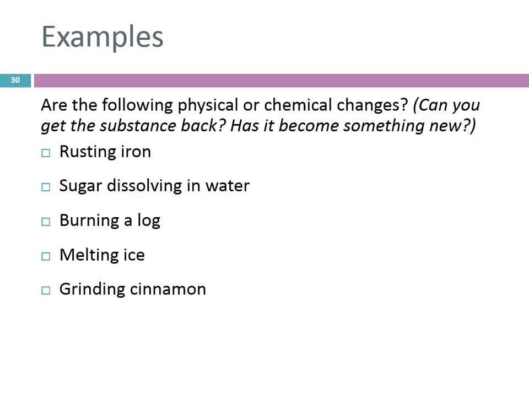So let's check these. Questions to ask: can you get the substance back? If it's just a state change or something where you can get the substance back, then it would be physical. Or has it become something new? If it's turning into something new, then it's going to be chemical. So rusting iron, chemical? Chemical. As much as we would like, we cannot get the iron to go back to what it was after it's rusted on your car.